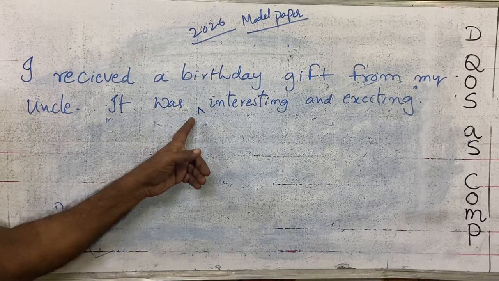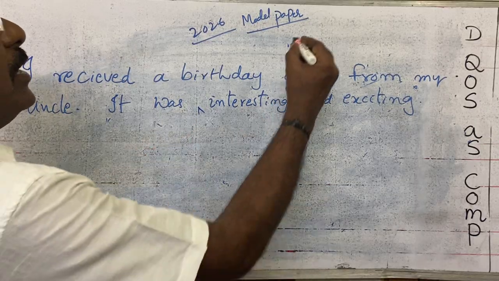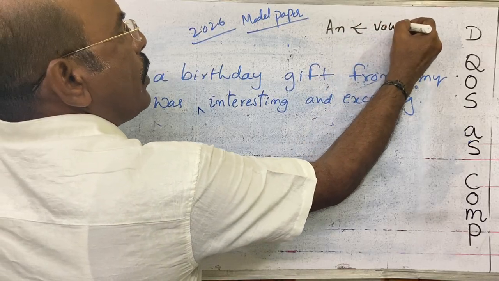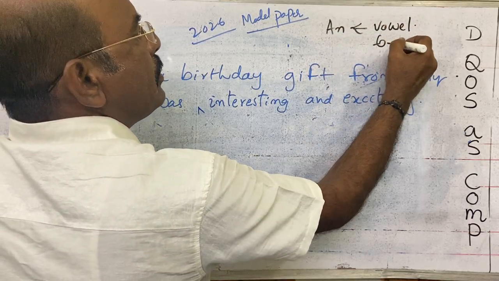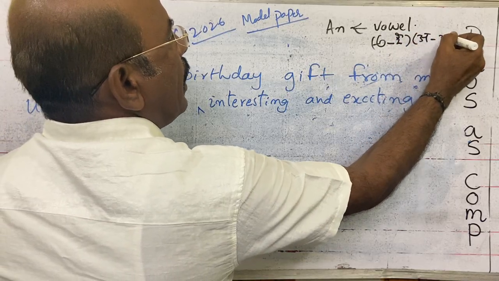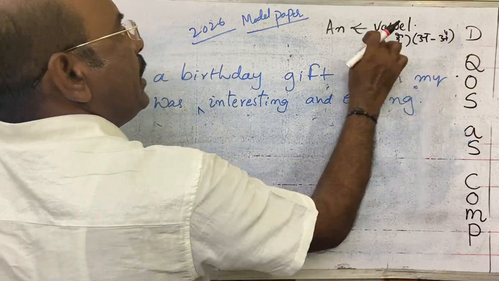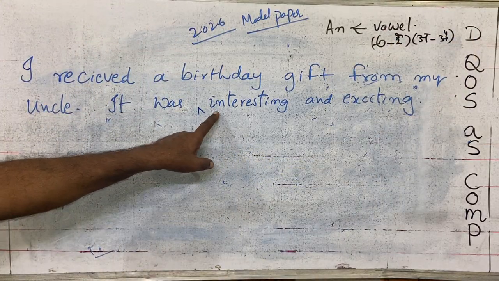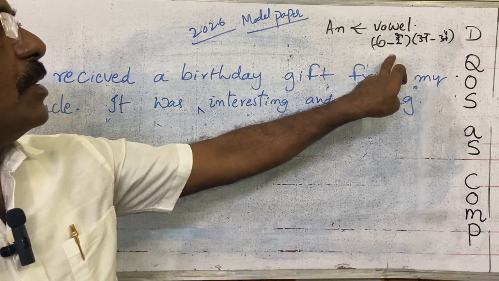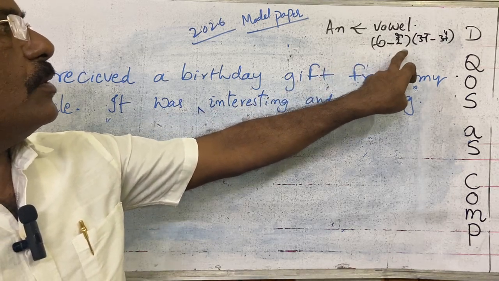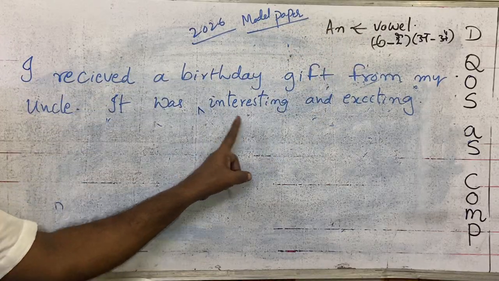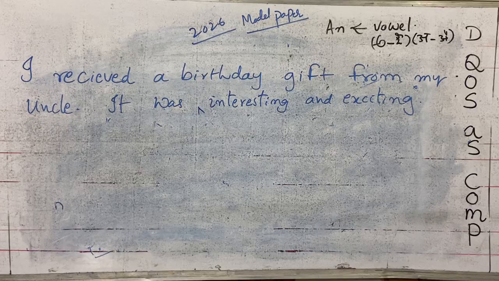So, articles here, a determiner means we can take 'an'. Why? Because 'an' is written before a vowel sound. Simply, in Telugu it means the R and O sounds. Maybe in Hindi also you can write like this. Before that, the sounds you can take here are the E sound, U sound, A sound and O sound. Before these we are using 'an'. So that's why: an interesting and exciting birthday gift.